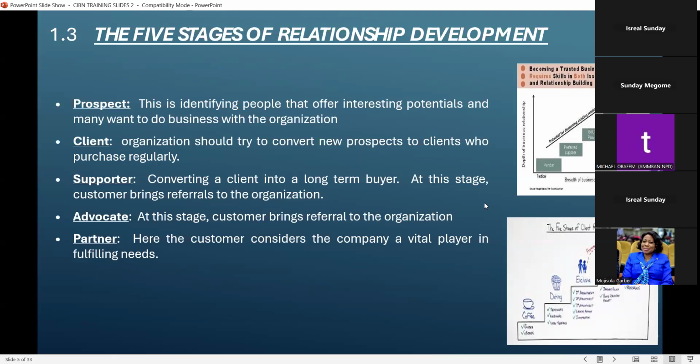This is identifying people that are often interested, having interesting potential, and many want to do business with the organization. When we say prospect, let me give you a typical example. As we are in our business premises, once in a while, as the CEO, I don't expect us to sit down and just get comfortable that after all, I have over 100 customers. You should look for more.